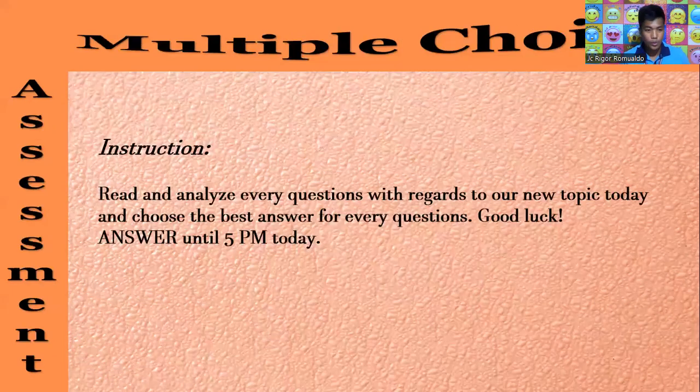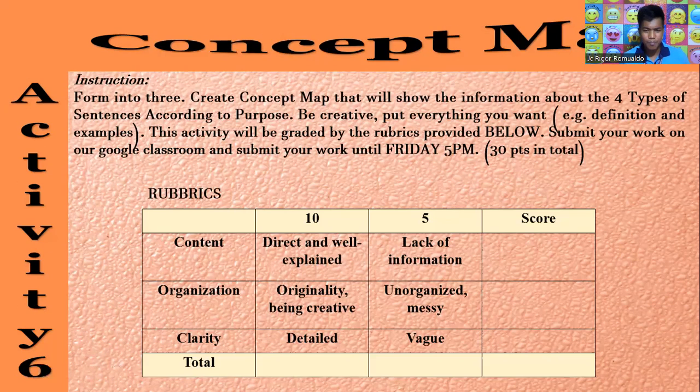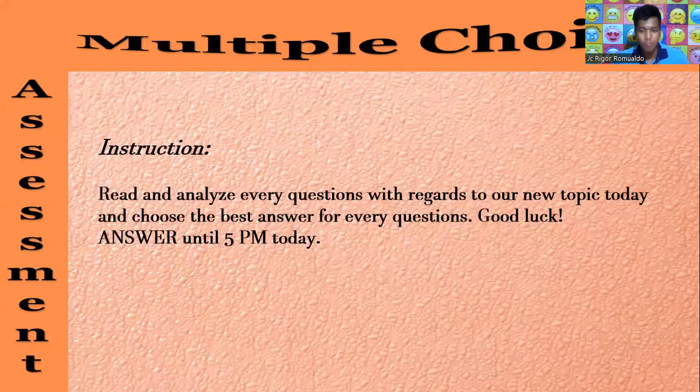Okay, let's proceed to, this is maybe the last. This is the assessment. What you're going to do, I prepared multiple choice. This is a quiz, or this is an assessment for me to be able to know if those who have maybe not yet gotten some information under the 4 types of sentences.